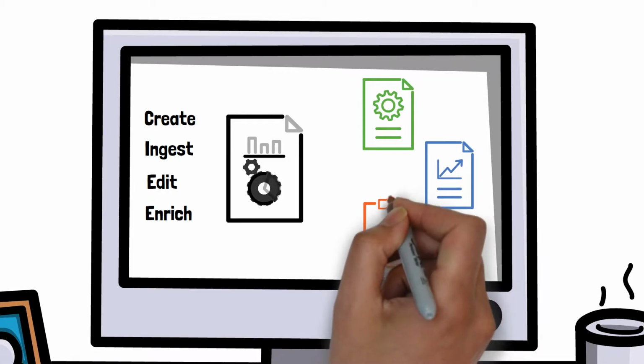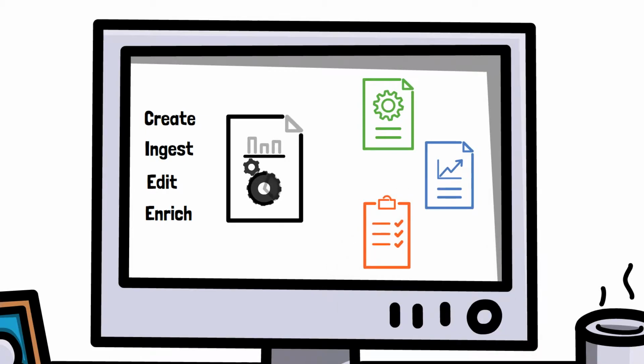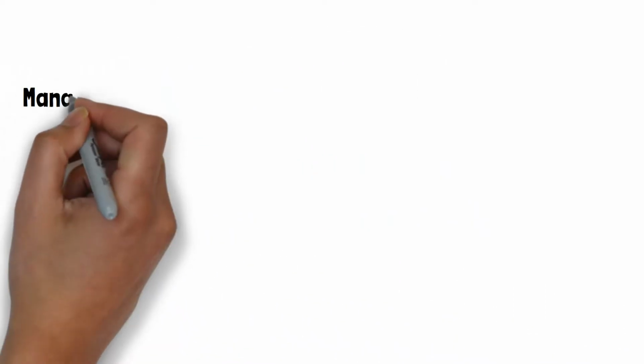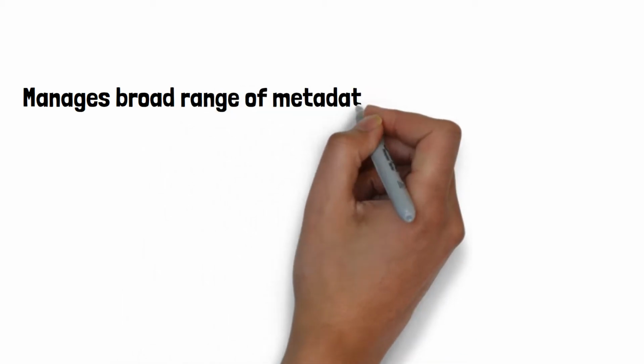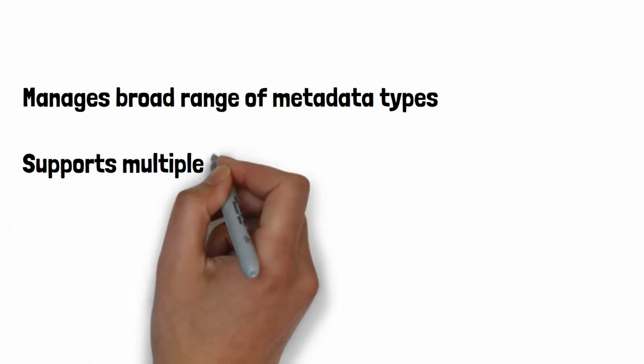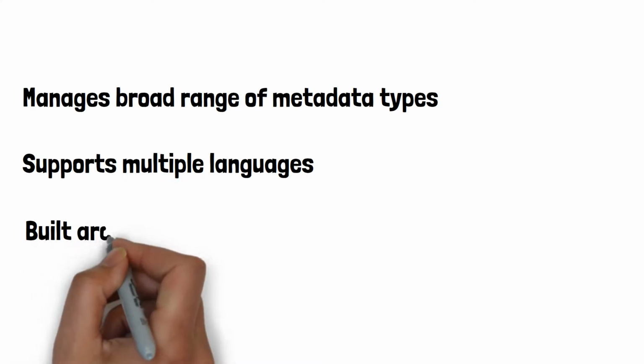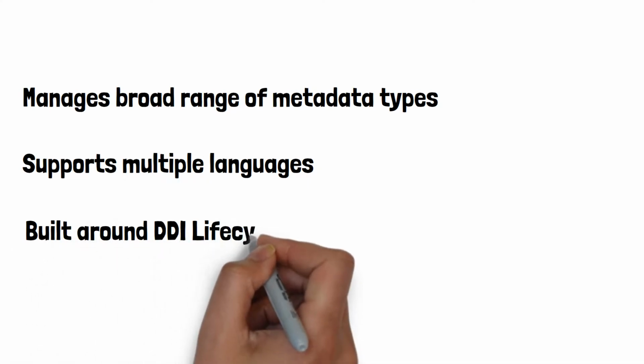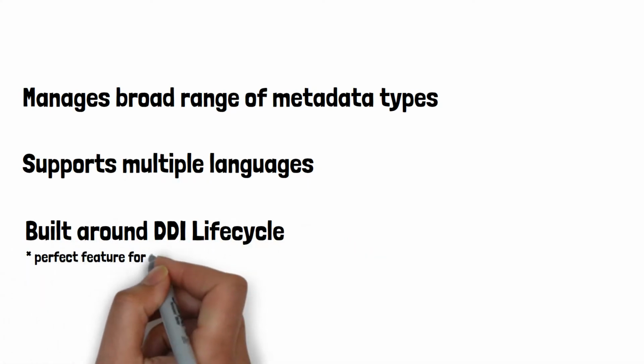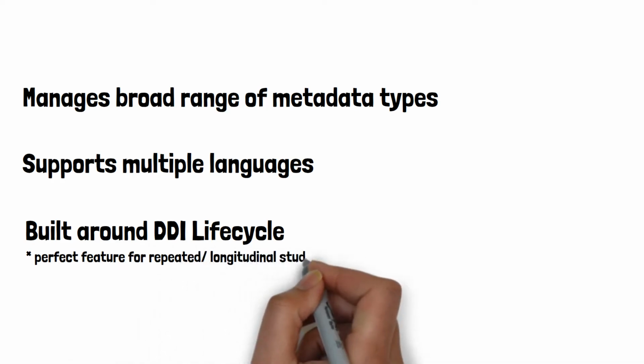Its intuitive, user-friendly interface guides you to structure that documentation according to open data standards per the DDI metadata model. Colectica manages a broad range of metadata item types, supports multiple languages, and it is built around the most robust DDI model, DDI Lifecycle, a perfect feature for repeated or longitudinal studies and surveys.